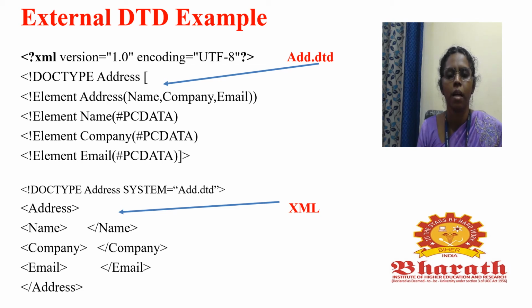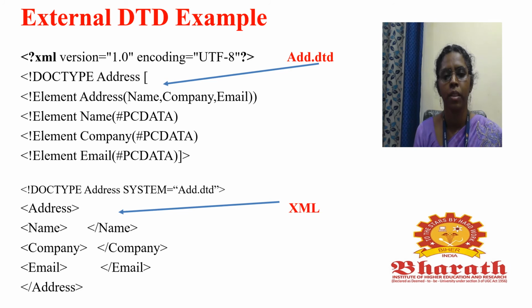In this example, we are storing the above DTD as add.dtd, with the extension .dtd, as a separate file. The same coding: within the address we are having three attributes, name, company and email. Name should follow the parsable character data, and the company should follow the parsable character data, which is nothing but a valid string. Similarly, email is also a string. So this is saved as a separate file with the extension .dtd.